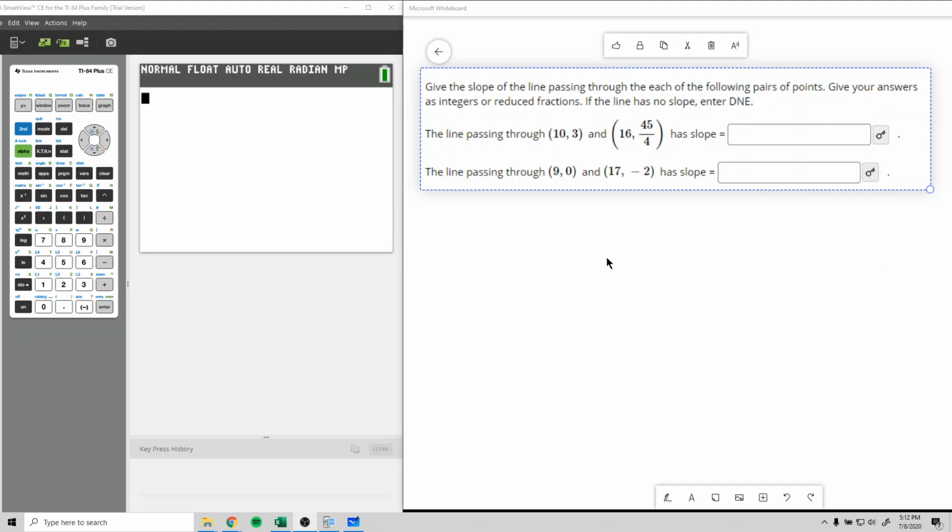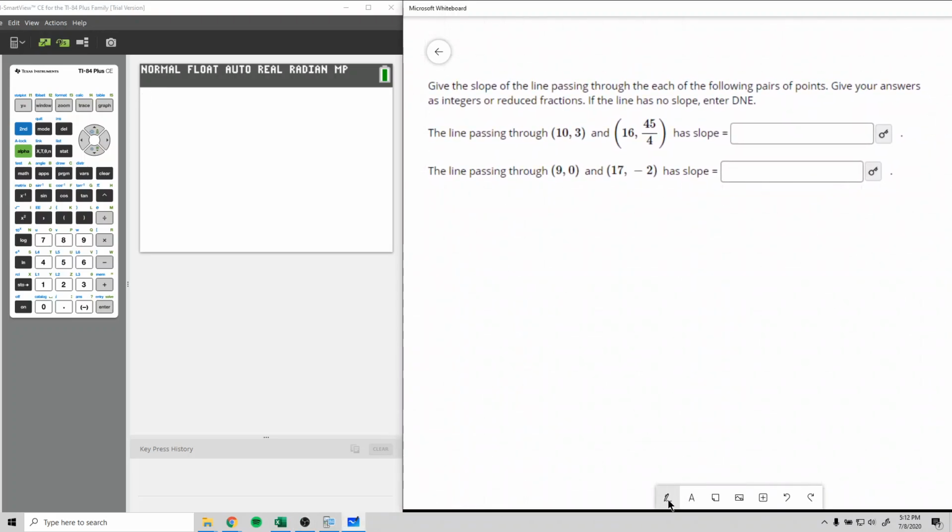This question is asking us to give the slope of a line passing through each of the following pairs of points. Give your answers as integers or reduced fractions. If the line has no slope, enter D and E. So just a very quick reminder. There are kind of two special kinds of lines: when the slope is 0 and when the slope is D and E. And I just want to remind you what's going to happen when we go through this.